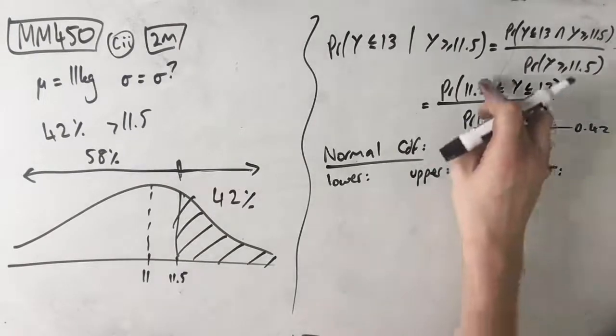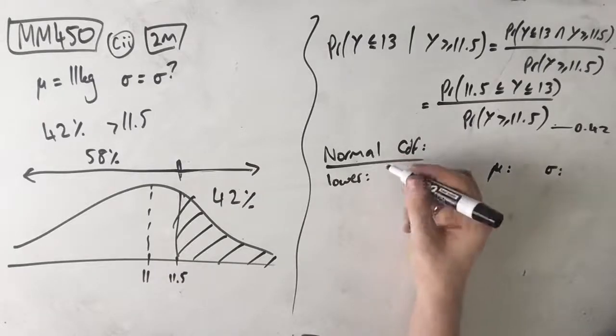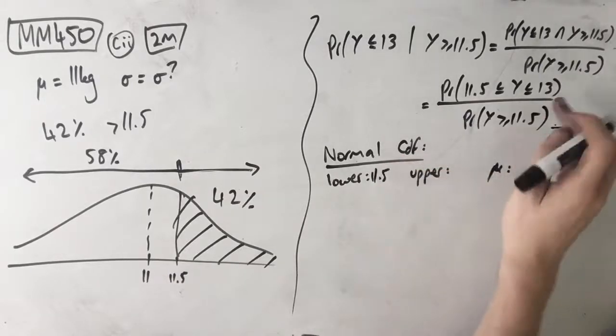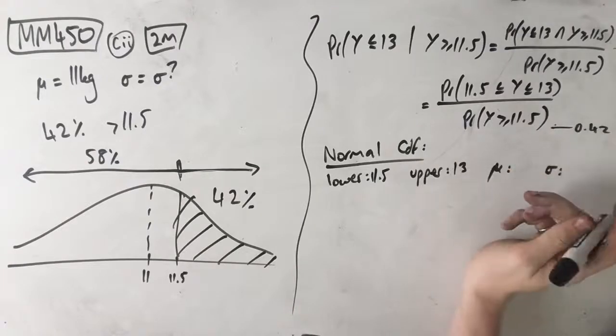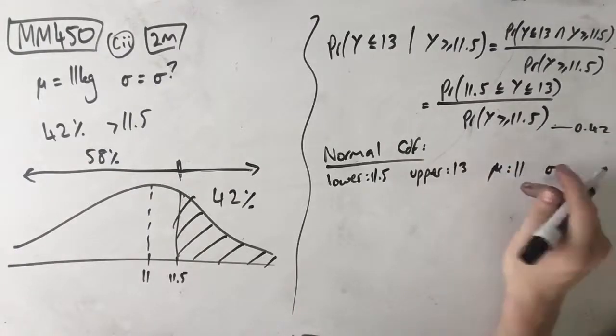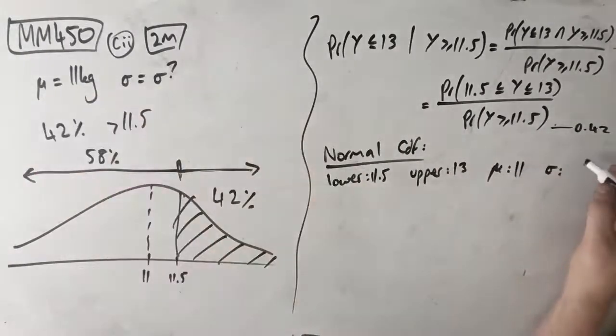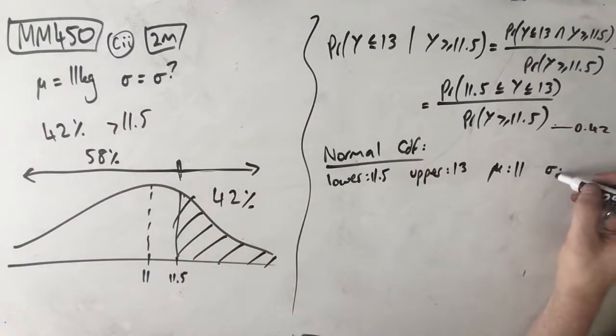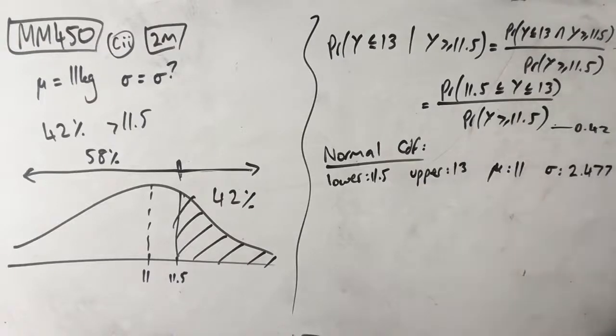Now our lower bound is going to be our 11.5. Our upper bound is going to be our 13. Our mu is going to be 11 because that's our average, or our mean, I should say. And our sigma is going to be our 2.477, right? Because that's what we found in the previous question.